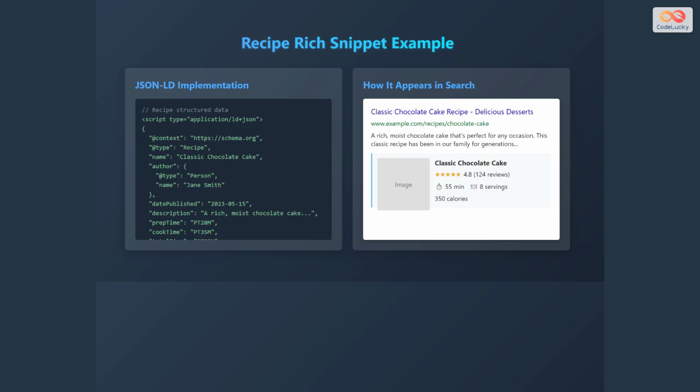We have a recipe snippet showing an image. The recipe title is Classic Chocolate Cake. There are 5 stars with a rating of 4.8 from 124 reviews. The prep time is 55 minutes and serves 8 servings. The nutrition information says it has 350 calories.